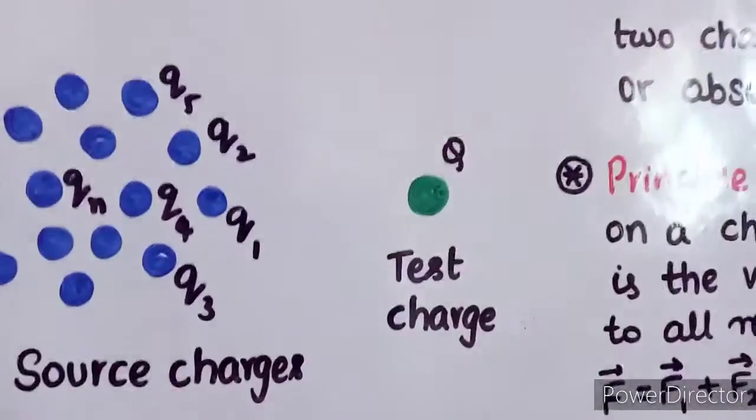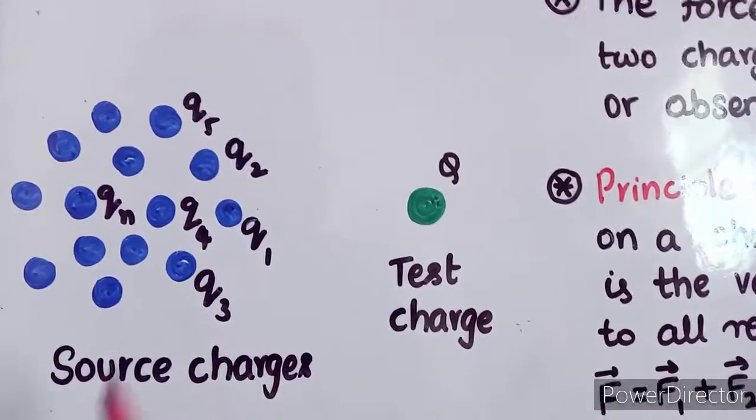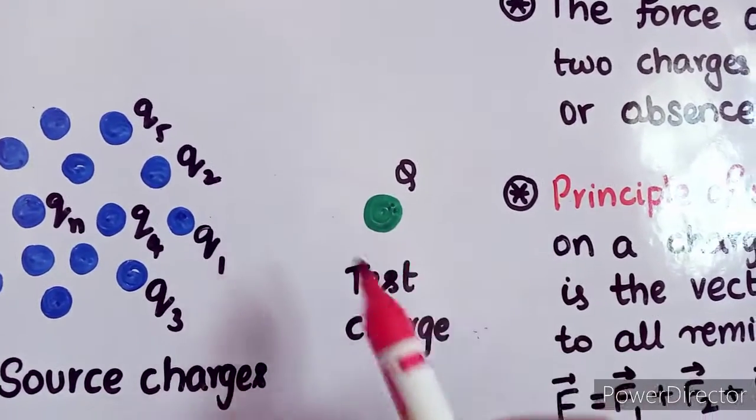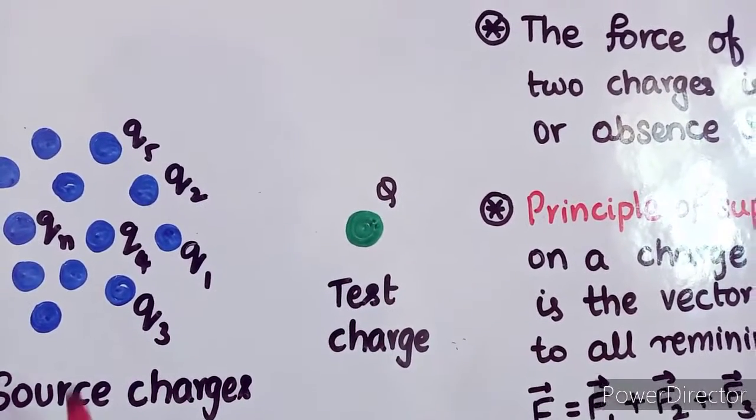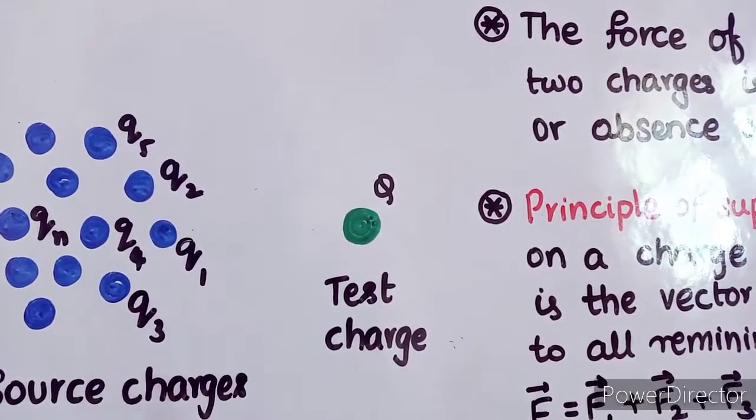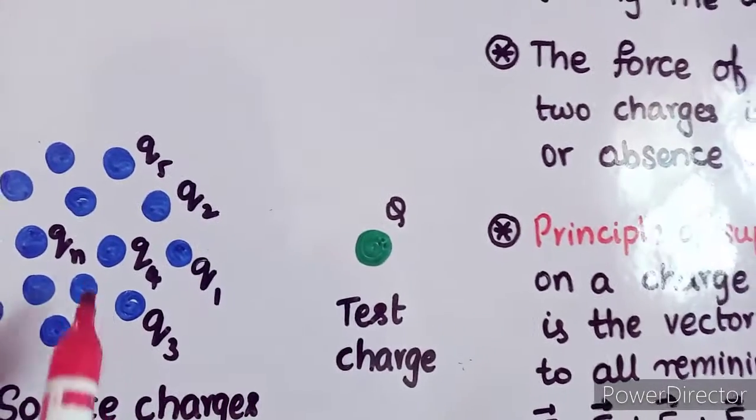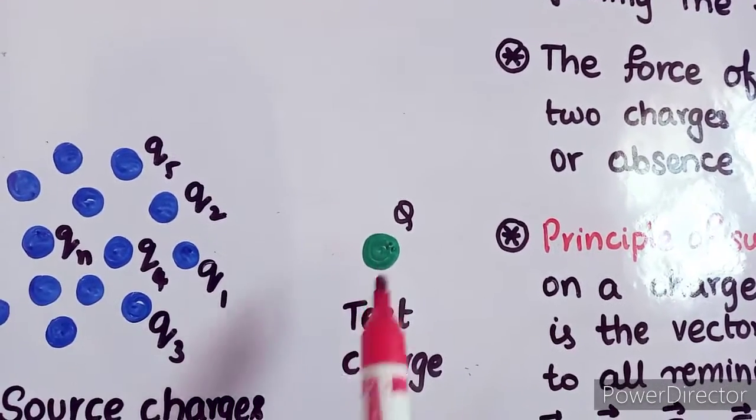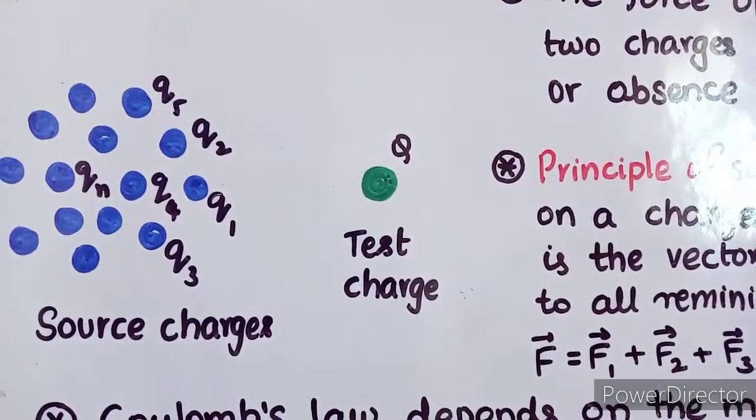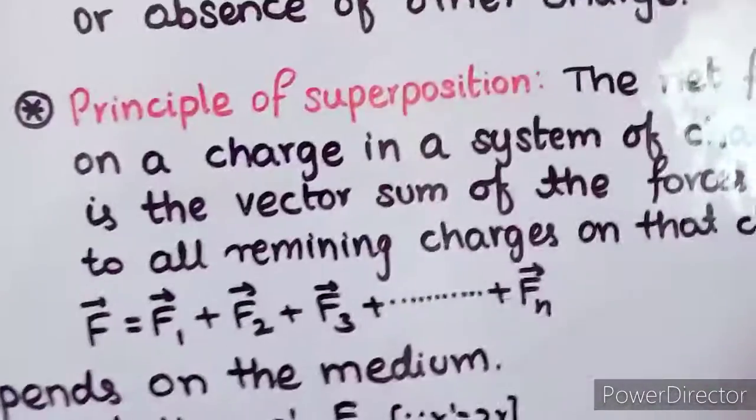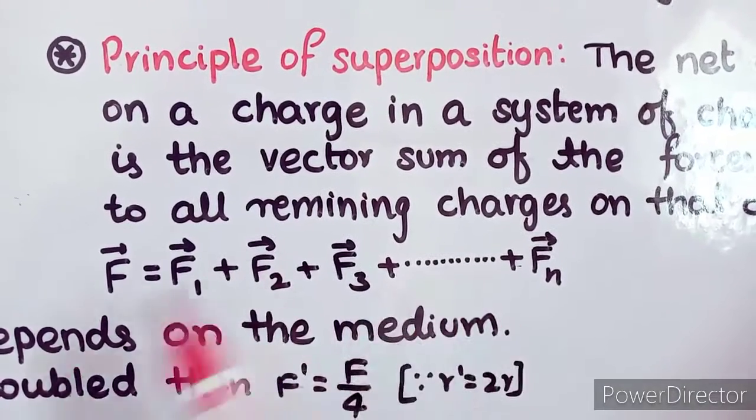So here I have given some n number of charges, Q1, Q2, Q3, so on, Qn. These are all called source charges, and this is the test charge. The force due to Q1 on Q is F1. The force due to Q2 on capital Q is F2. The force due to Q3 on capital Q is F3. So on, the force due to Qn on capital Q is Fn. So by the definition of superposition of forces of charges, we can write F is equal to F1 plus F2 plus F3, so on, Fn.